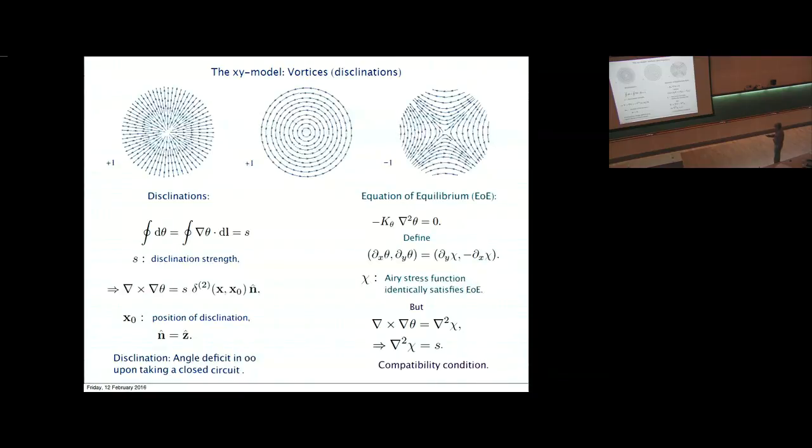Now, if I define a function chi, which is called a stress function, so that it is the anti-symmetrized version of gradient theta, then it identically satisfies this equation. And just using this relation, you find that the Laplacian of chi gives me the strength of the disclination.